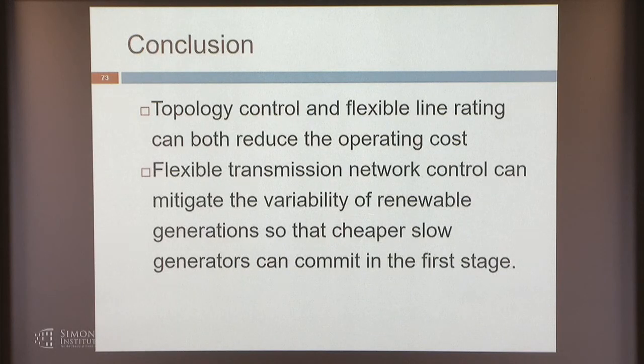So the conclusion is that topology control and flexible line rating can both reduce the operating cost. Flexible transmission network control can mitigate the variability of renewables generation, so the cheaper slow generators can be committed in the first stage. Thank you.